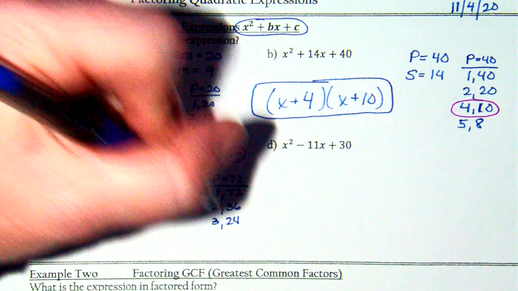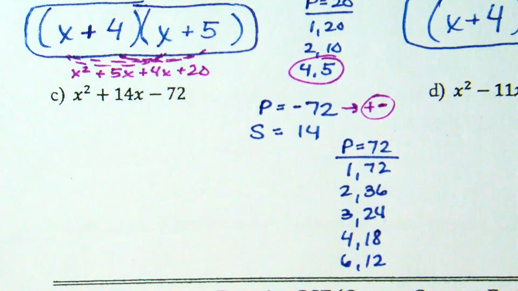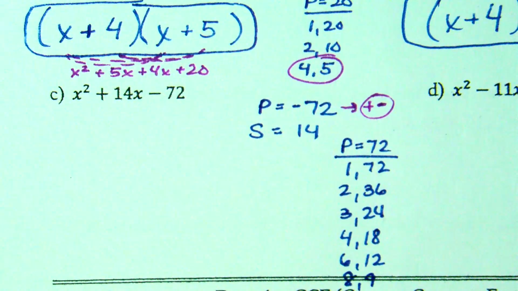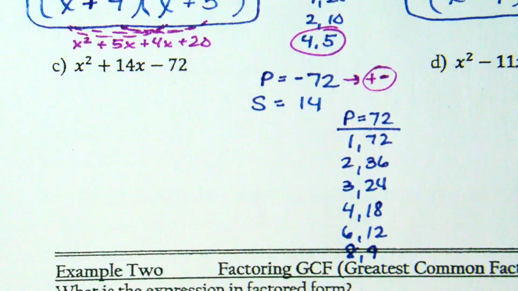Does 5 go into 72? No. Does 6 go into 72? 6 times 12. Does 7 go into 72? No. Does 8 go into 72? Yeah, 8's one you should know. 8 times 9. Okay, and then I just did 8 times 9, which means 9 and 8. I'm good, because we've already got 9.